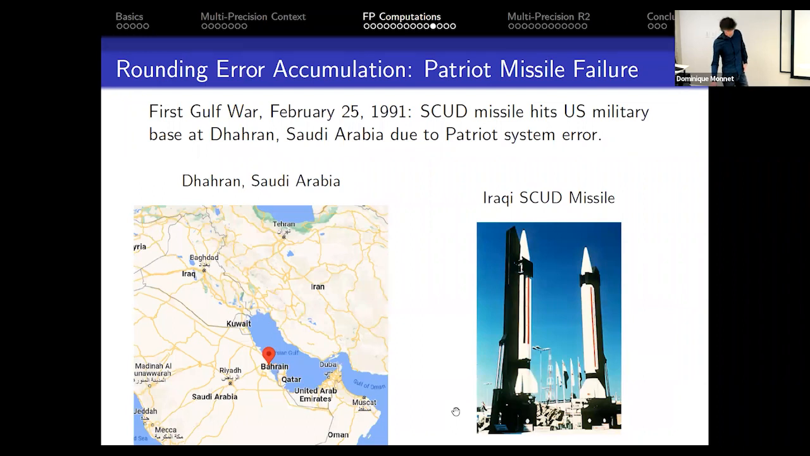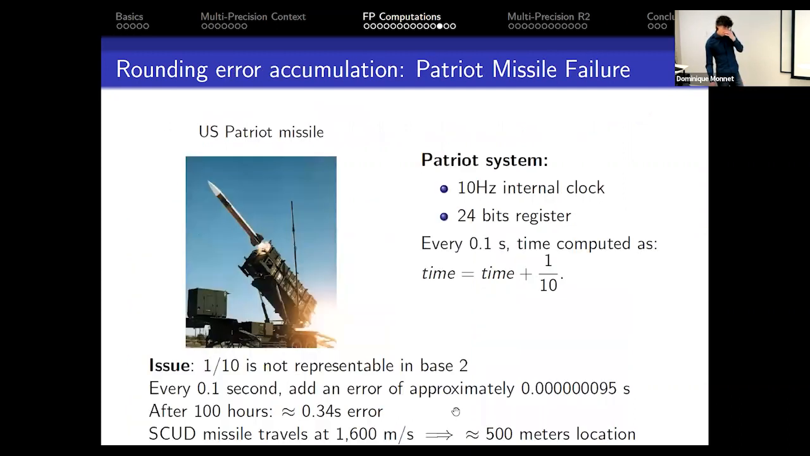Okay, let's move on. So basically, Iraq invaded Kuwait, and the USA went to war to save Kuwait. What happened is that Iraq decided to send a Scud missile to a US military base in Saudi Arabia around here. In theory, the US Patriot defense system should have intercepted the Scud missile sent by the Iraqis, but it did not. And this is what happened.